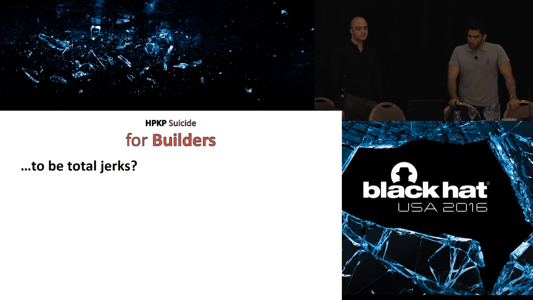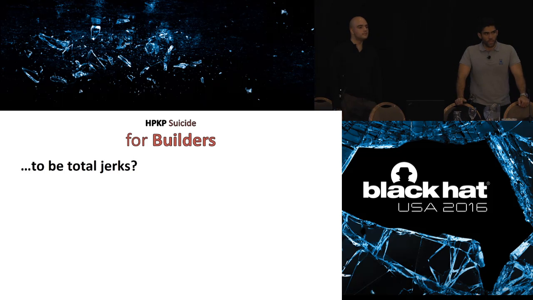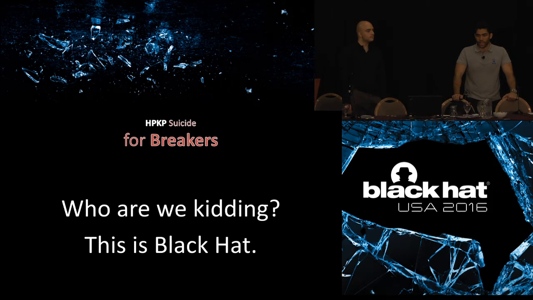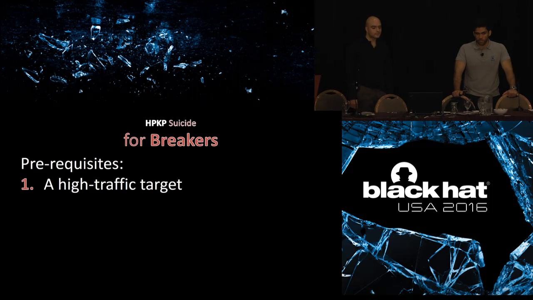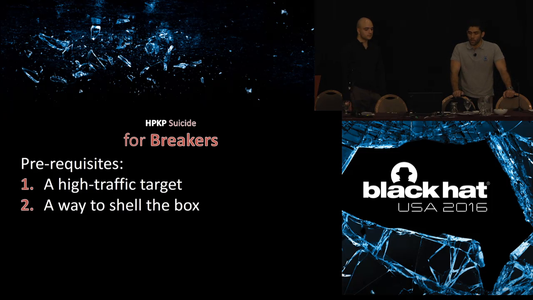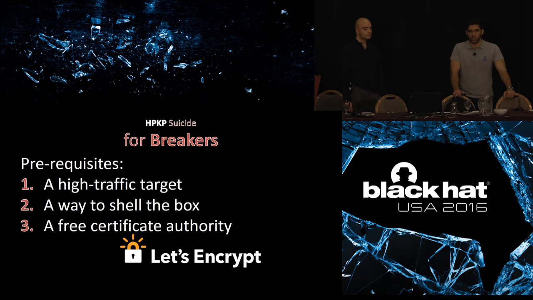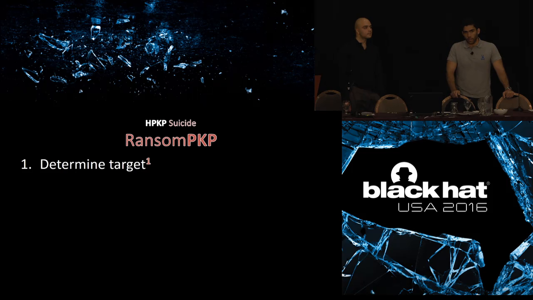All right. So what if we want to use HPKP suicide to be total jerks? Well, we really shouldn't talk about this. But, you know, who are we kidding? This is Black Hat. So here's what you need. Before we get into what this actually is, you need a high traffic target, a target that presumably has some amount of value. You probably need a way to get access to the box, and probably need a free certificate authority, because if you're paying for it, you're probably going to be traced. We're not trying to throw Let's Encrypt under the bus. Again, we love them, but they're the ones innovating here, and you can use Let's Encrypt to your ends, so to speak.